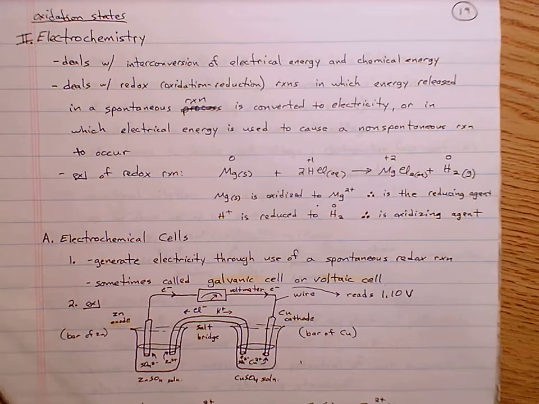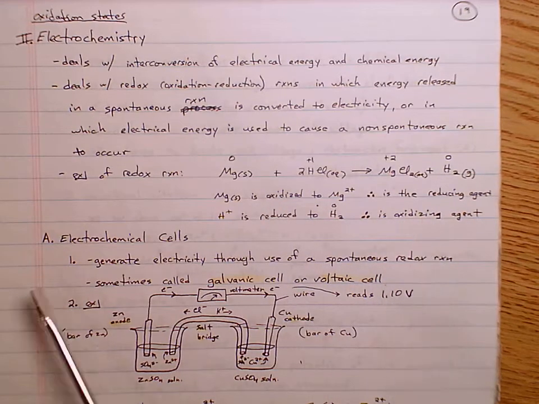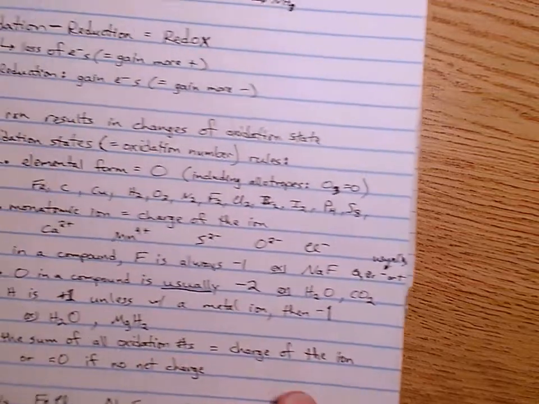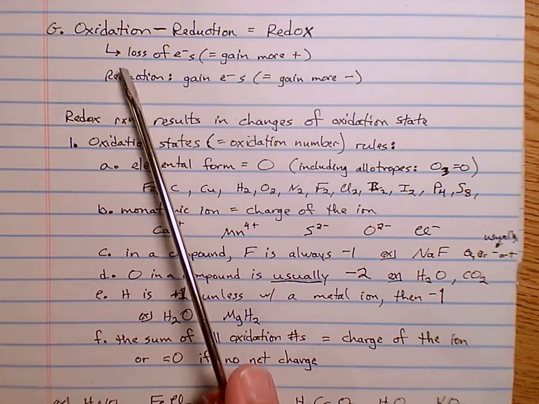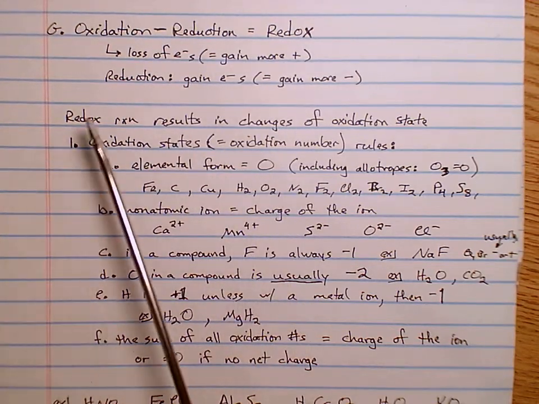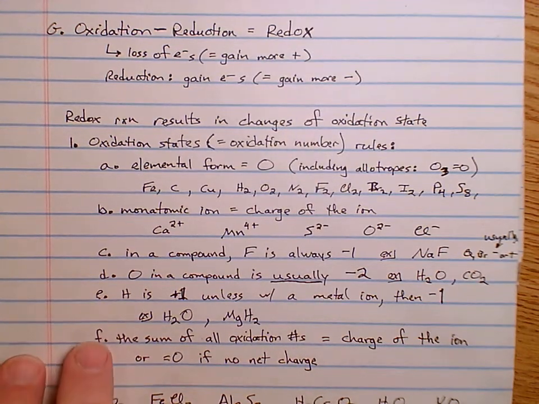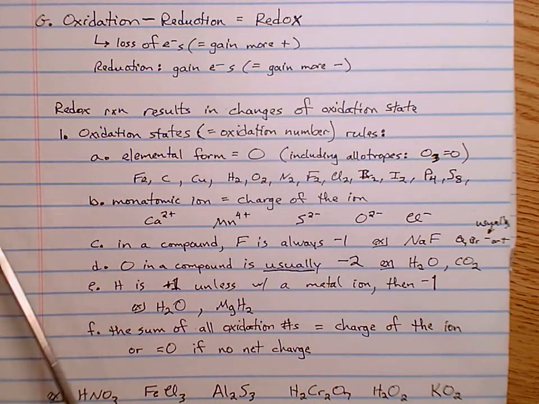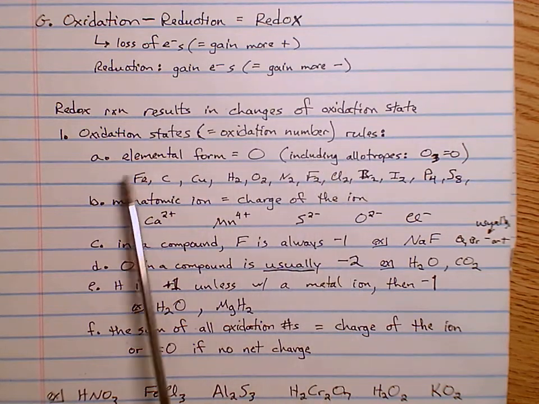Okay, let's go back to Gen Chem 1, look at some of these definitions, and look at assigning oxidation states so maybe we could understand electrochemical cells a little bit better. All right, redox reactions. Recall, oxidation is loss of electrons, gain of positive charge. Reduction is gain of electrons, or gain of negative charge. Redox reactions result in a change in the oxidation state. So let's recall how we assign oxidation states or oxidation numbers to atoms.